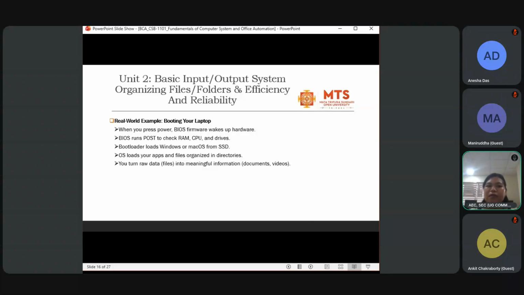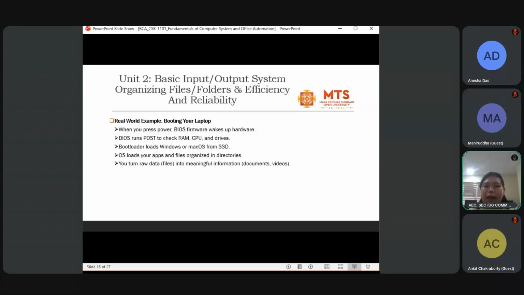And BIOS runs POST to check RAM and CPU, like whether you're thirsty or feeling to go to the toilet. It will process and function like our own body. So the bootloader loads Windows or macOS from SSD, like from your brain. Wake up, it's already time. It will hit the alarm in your brain the same way it does in the system as well.